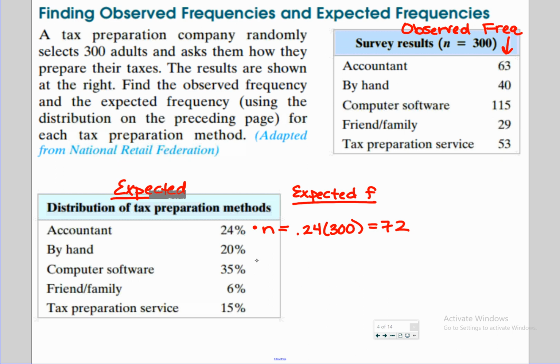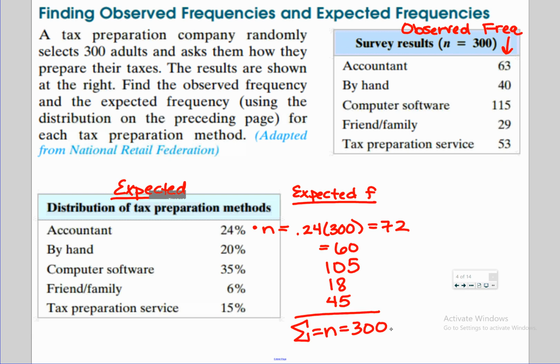And then you just continue it from there. So I would do 0.2 times 300 gives me 60. 0.35 times 300, 105. 0.06 times 300, 18, and 0.15 times 300 gives me 45. At the very end of your expected frequencies, they should always sum up to your n, your sample size. So in this problem, it all sums up to 300. So that's a quick way to check that your expected frequencies are correct.